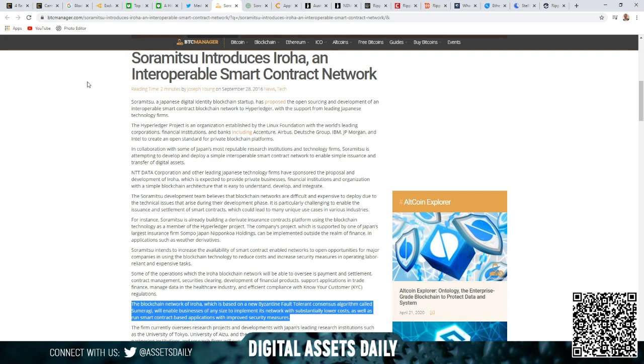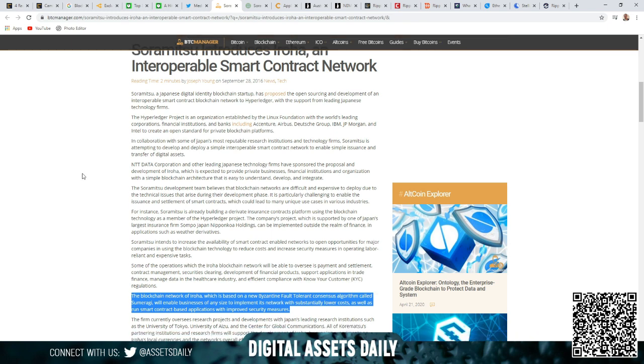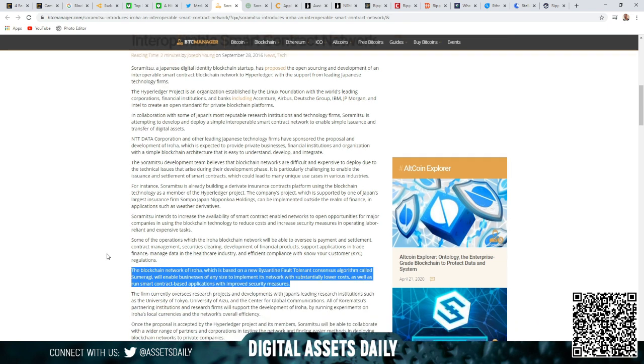Soramitsu introduces Iroha, an interoperable smart contract network. And here you have the blockchain network of Iroha, which is based on a new Byzantine fault-tolerant consensus algorithm called Sumeragi.